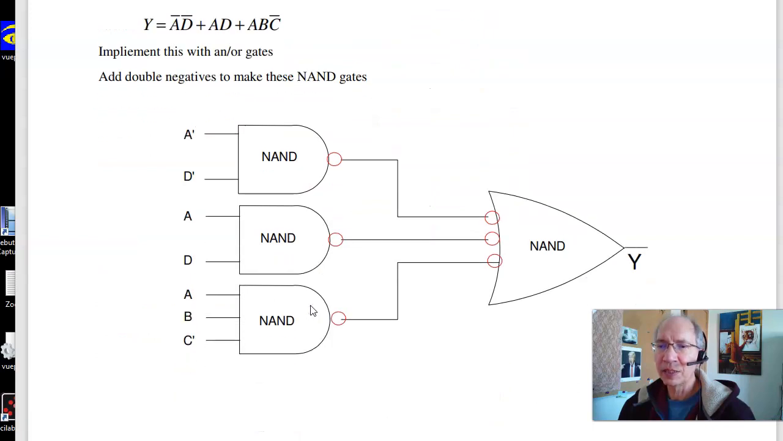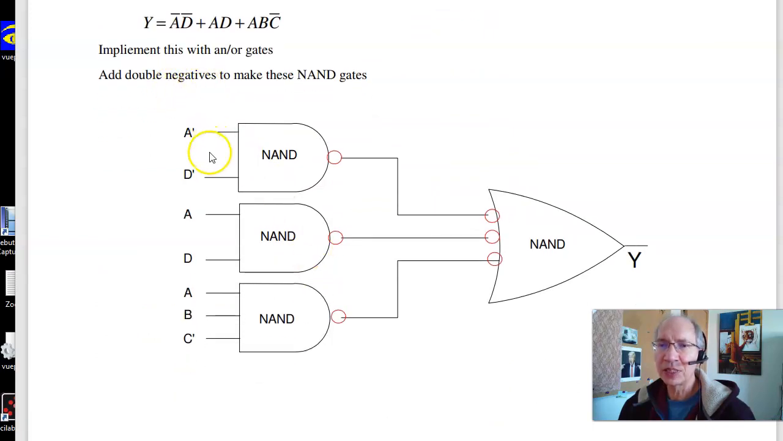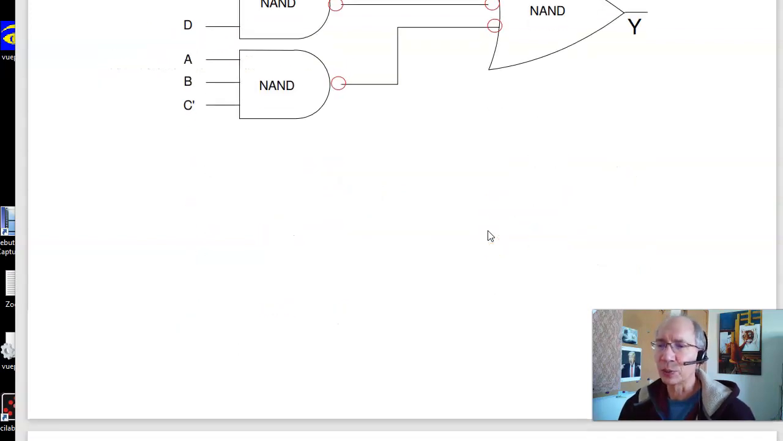I can implement that using AND gates, so it's A bar and D bar, ORed with A and D, ORed with A, B, C bar. Then throw in double negatives to turn the ANDs into NANDs, and to turn the OR into a NAND also. So that's using NAND gates: circle the ones.